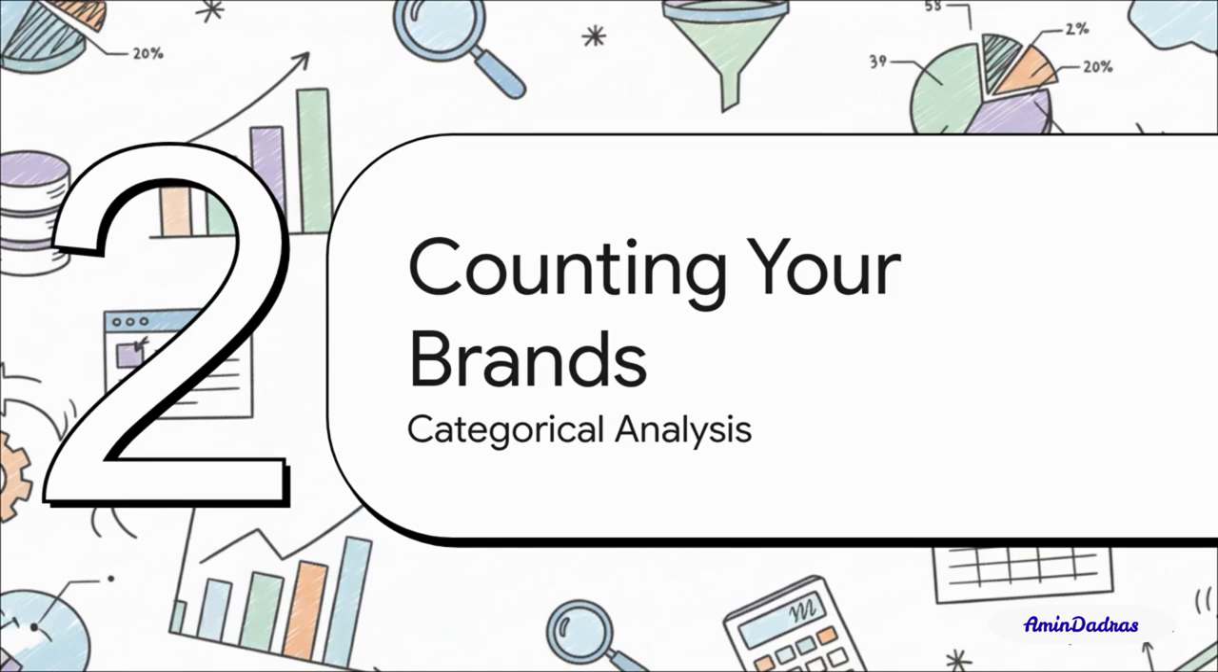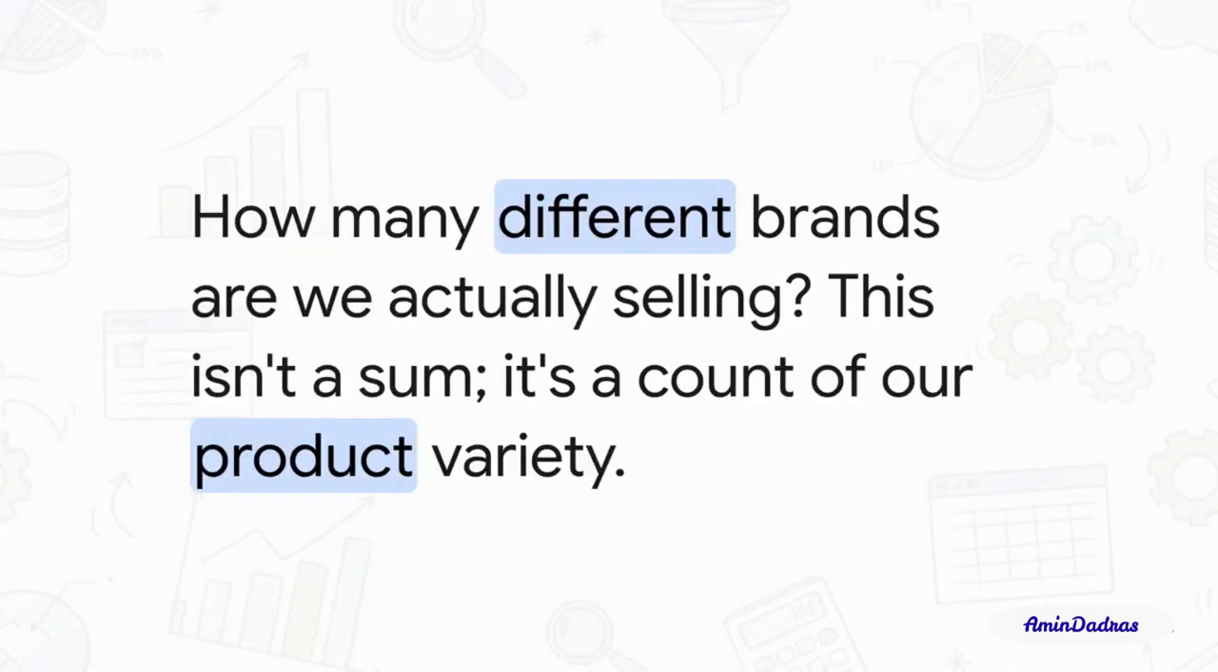Awesome, we've got our totals locked in. Now for part 2. We're going to move beyond just adding and averaging and start to analyze the different categories inside our data. And the first thing we want to know is how many different brands are we actually selling here? This isn't a sum, right? It's a count of our product variety.